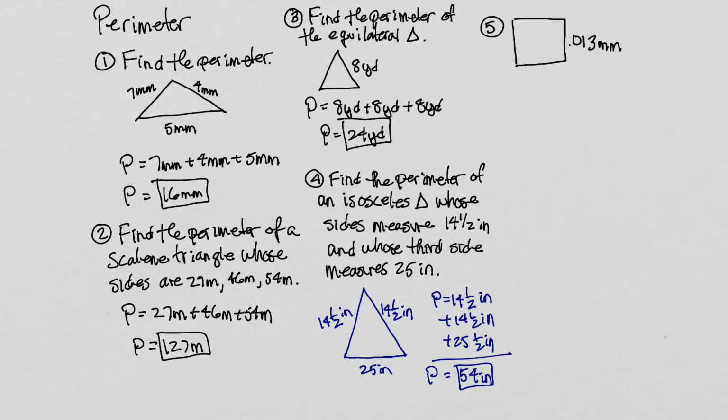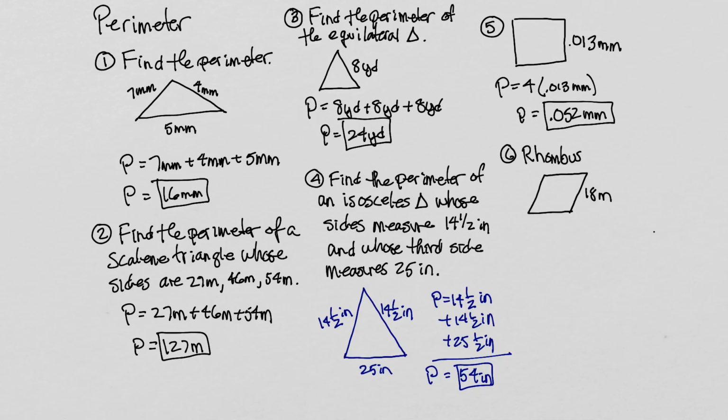Number 5, we want to find the perimeter of a square, and one side of the square is 0.013 millimeters, 13 thousandths millimeters. So it's a square, so we're going to add this number to this number, to this number, to this number, or just 4 times that number. So we can say that the perimeter is 4 times 0.013 millimeters, and making that multiplication, I got 0.052. 0.052 millimeters for the perimeter of this square.